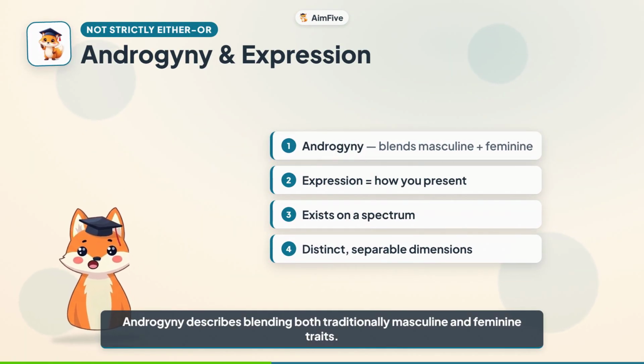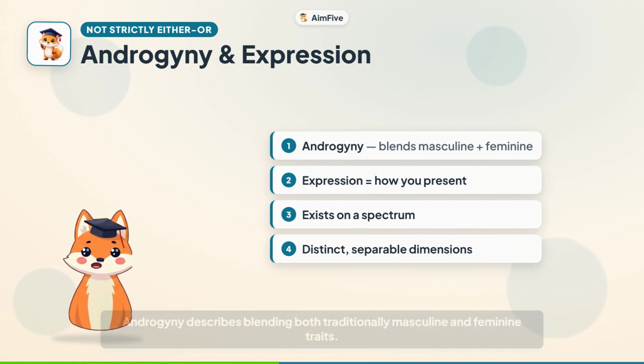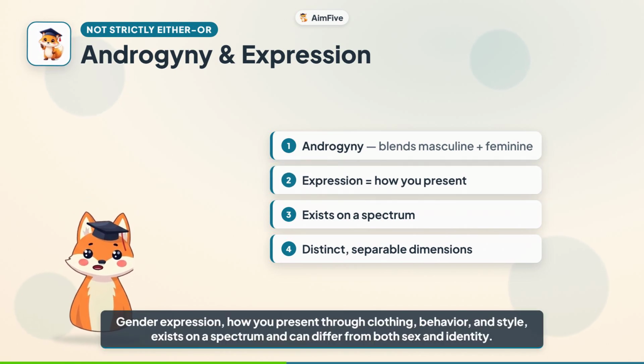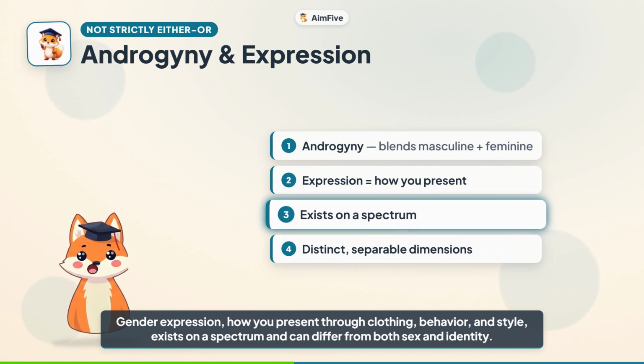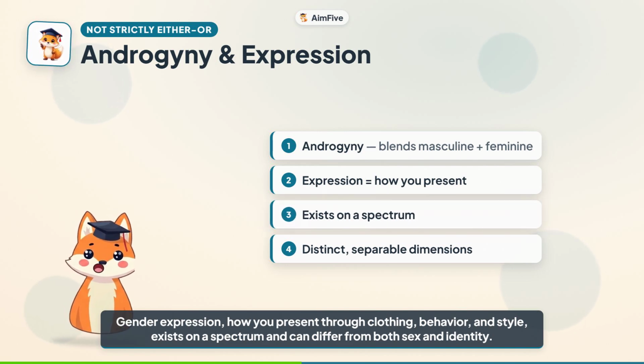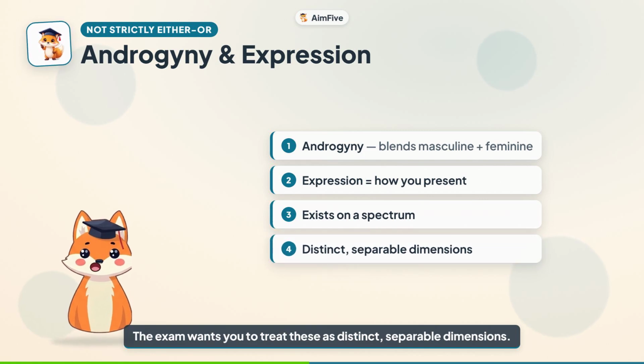Gender isn't strictly either-or. Androgyny describes blending both traditionally masculine and feminine traits. Gender expression, how you present through clothing, behavior, and style, exists on a spectrum and can differ from both sex and identity. The exam wants you to treat these as distinct, separable dimensions.